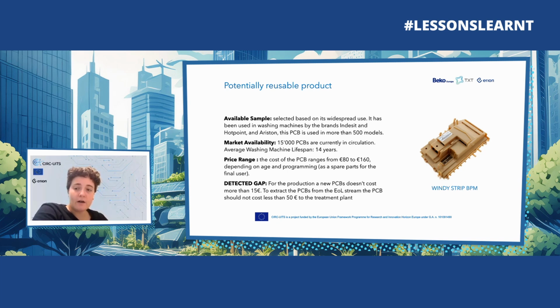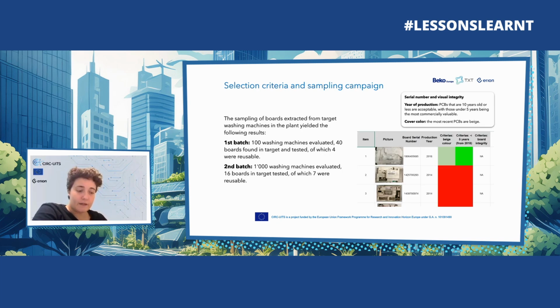What we did in the project, we involved a couple of treatment plants in which we ran some sampling campaigns to detect if this specific component was in the machines reaching the treatment plant, and which condition it was in. So if it was functioning or not, if there was major damage or not. What you see here on the right are the requirements that we could use, and in this picture there are the parameters.